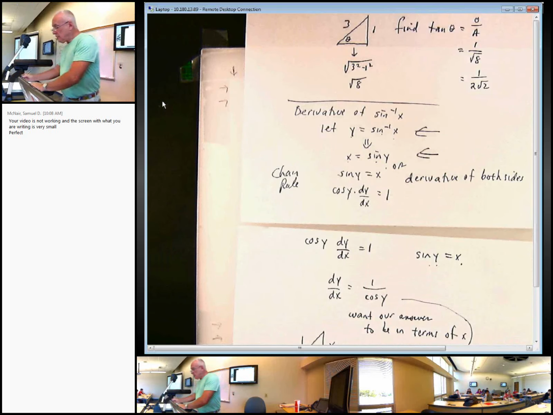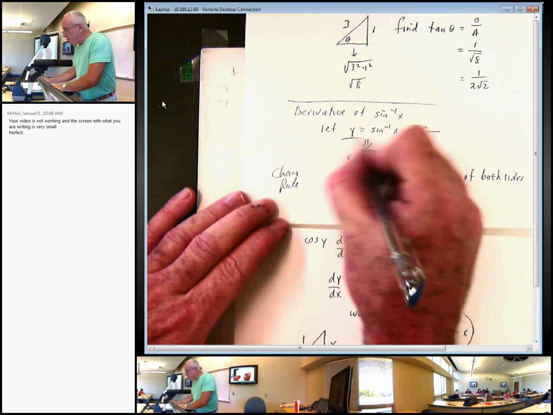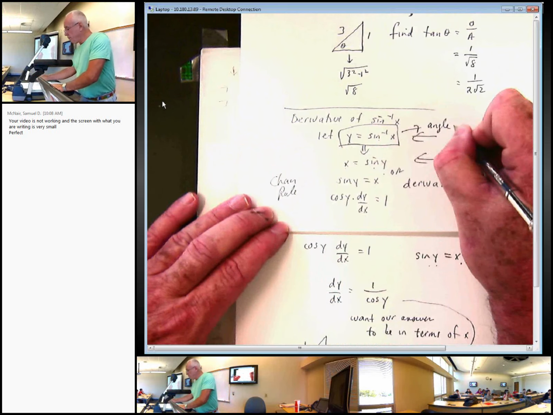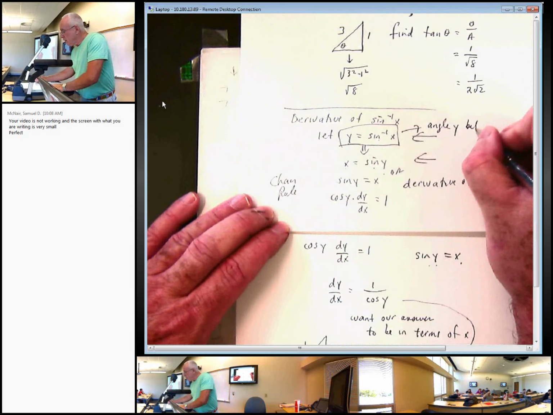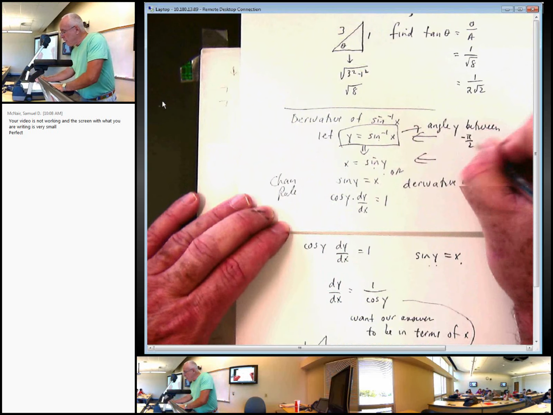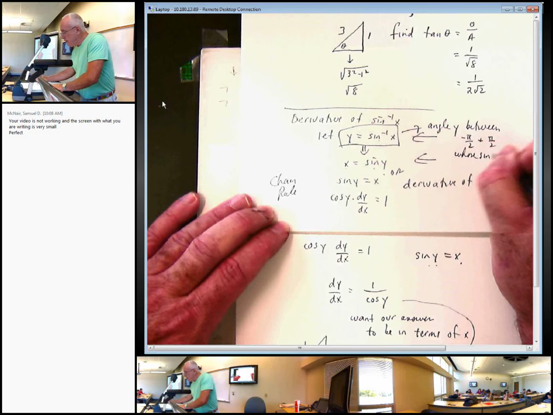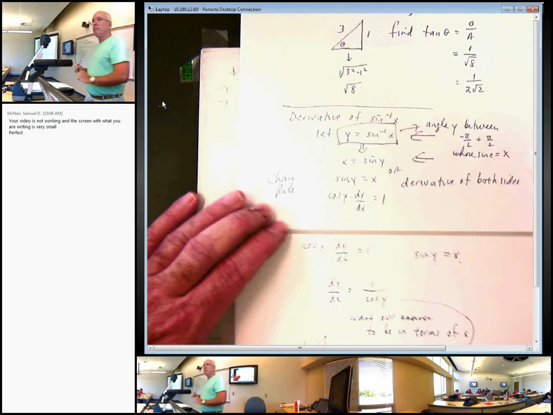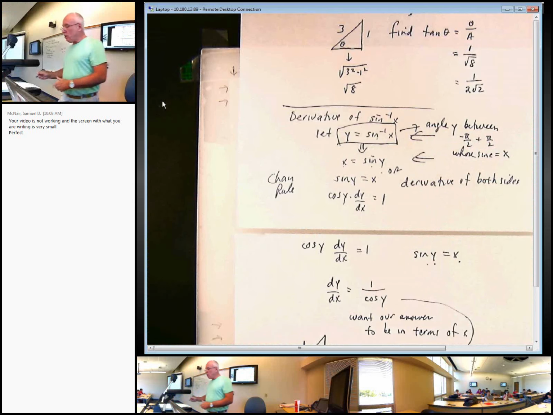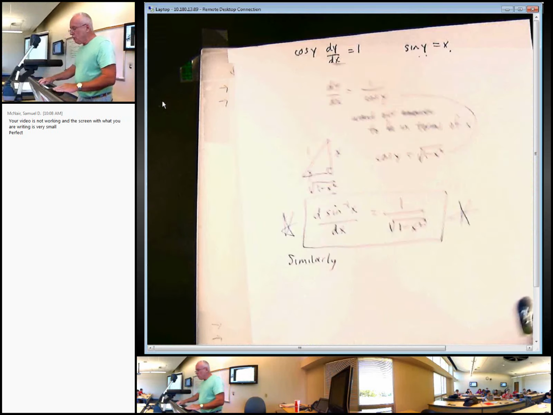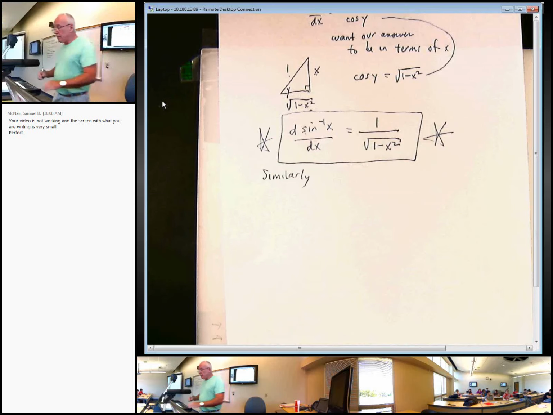And just think of the definition here. What's the definition of this? This means the angle y between minus pi over 2 and pi over 2, whose sine is equal to x. Which is exactly what I've written there, that x equals the sine of y. Better?